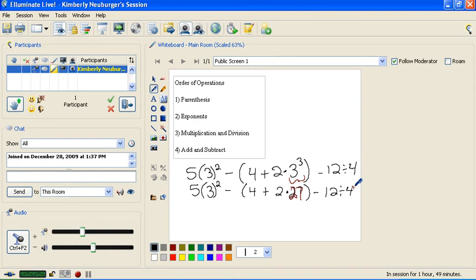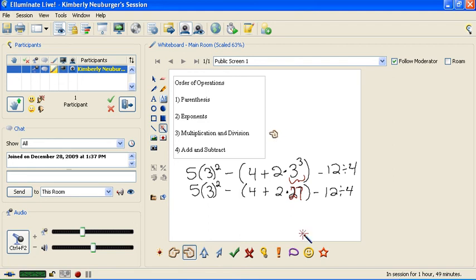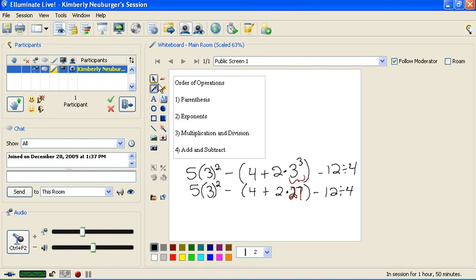Now I'm going to stay within my parentheses, and I've done all my exponents, so the next thing to do is look for a multiplication or division. And I have some multiplication right here. So I'm going to go ahead and do that. 2 times 27 is 54. And then I'm going to copy the rest of the problem down very carefully.